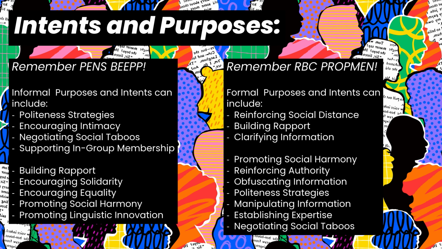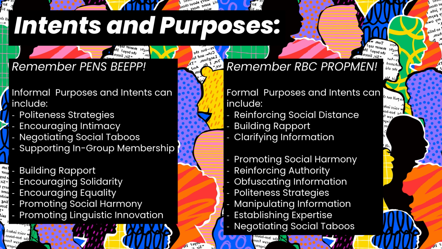Whereas for our formal purposes, we're thinking about those RBC prop men. Remembering that formal purposes and intents can include reinforcing social distance, building rapport, clarifying information, promoting social harmony, reinforcing authority, obfuscating information, politeness strategies, manipulating information, establishing expertise, and of course, negotiating social taboos.